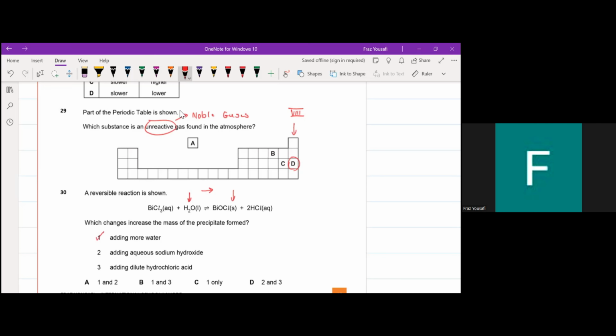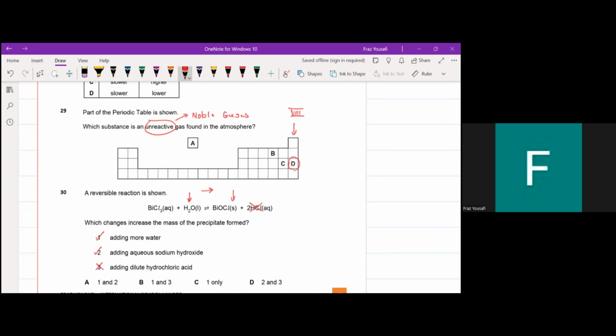By putting more water in, the equilibrium will shift to the right, so one will work. Two, adding sodium hydroxide, correct. Why? When you add sodium hydroxide, it uses up HCl. It decreases product concentration. And then the equilibrium has no choice but to produce more product, and thus it will shift to the right-hand side. So adding sodium hydroxide will work.